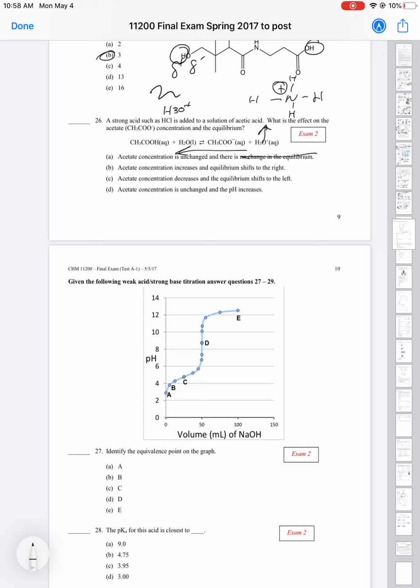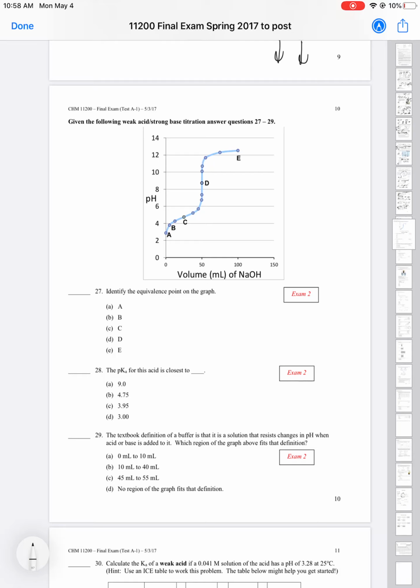So there's no change, is not right. The concentration, so this is acetate, right? That's not the acetate. This is the acetate. So the acetate concentration, if it's going left, is going down, right? Because we're decreasing both the acetate and the H3O plus, and the equilibrium is shifting to the left. So we'll go with 26. 26 is C. The acetate concentration is unchanged. Again, that's not right, because we're changing the concentrations.